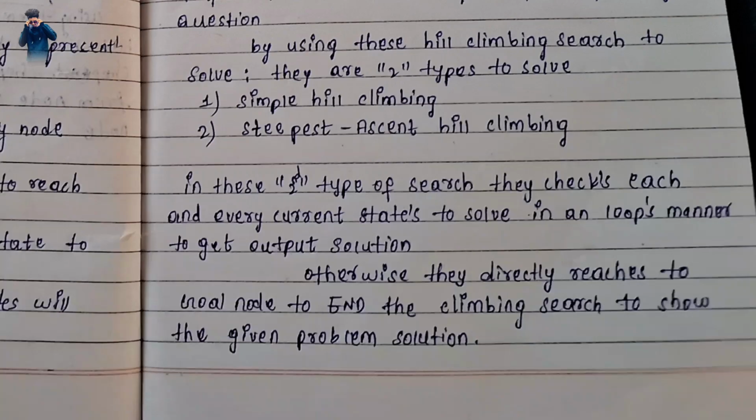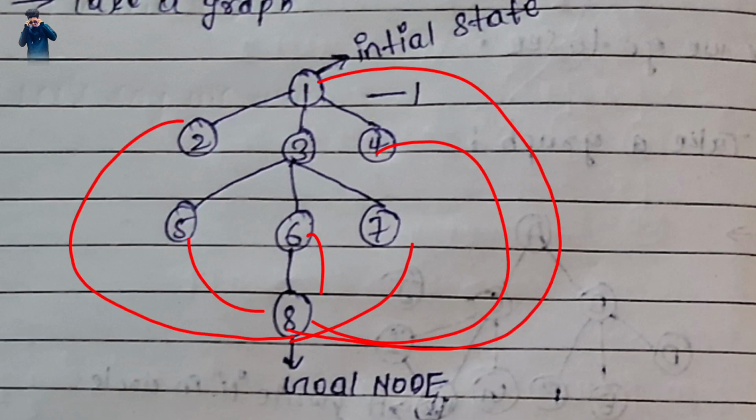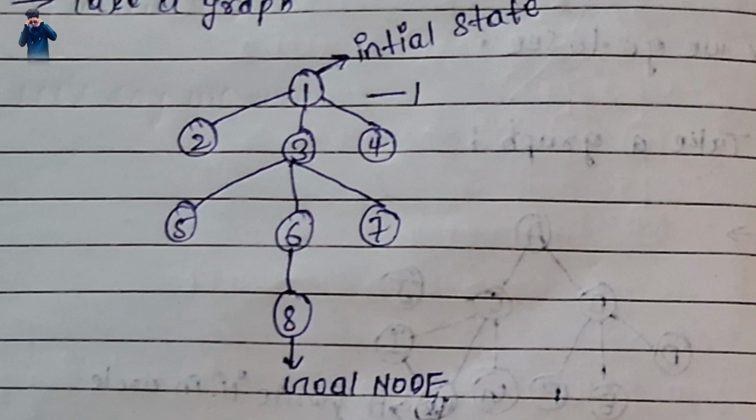Number 2, steepest ascent hill climbing search. It is a best algorithm to find the best solution depending on the question. In this second type of search, it checks each and every current state in a loop manner to get the output solution. Otherwise, it directly reaches the goal node to end the climbing search and show the solution to the given problem.